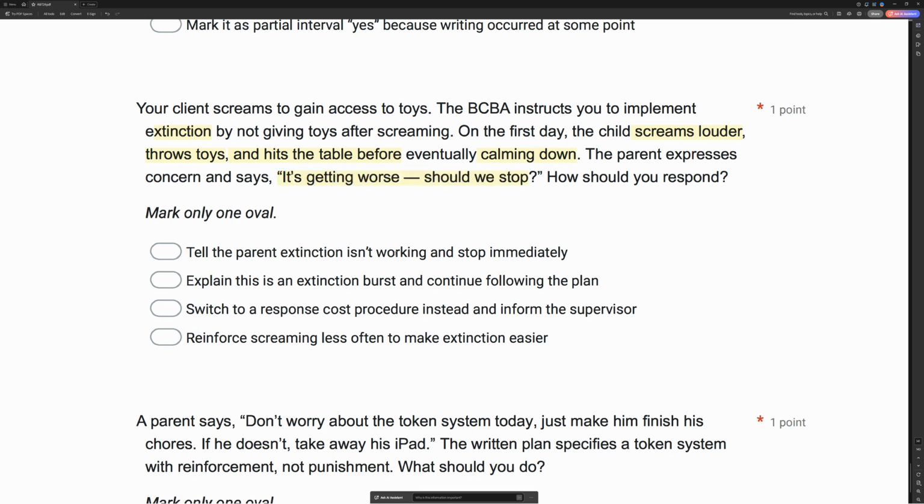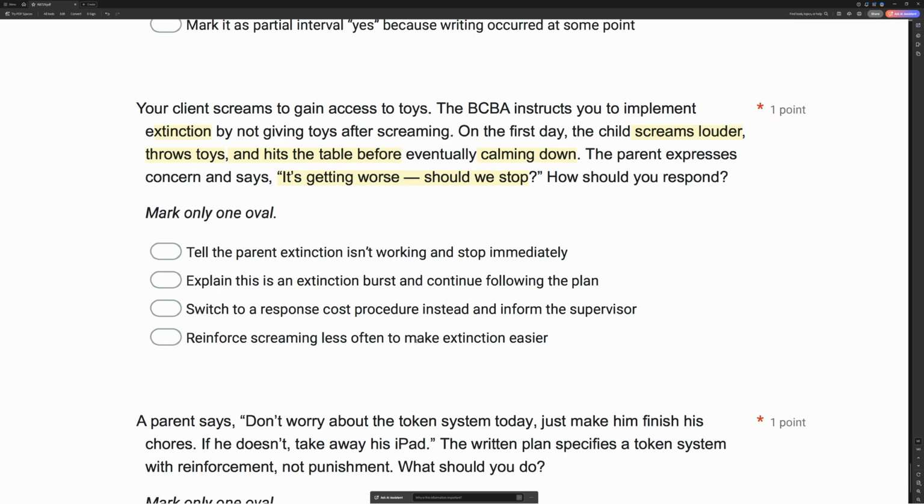So A, tell the parent extinction isn't working and stop immediately. Just the opposite. We can anticipate this extinction burst, and we are successfully implementing extinction, and we need to continue. B, explain this is an extinction burst and continue following the plan. Yes, this is what we expect, and hopefully the BCBA has gone over that with the stakeholder, but this is what we expect from extinction. The behavior could get worse before it gets better. We just have to continue working through it.